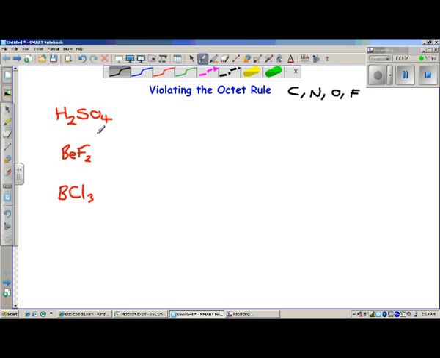Sort of. Let's have a look, for example, at BeF2. Now, Be is beryllium, a very small atom in the periodic table. And let's just count up our valence electrons the way we have done before. Beryllium is in group 2. It has 2 valence electrons. Fluorine is in group 7. And so that's 14, giving us a total of 16 valence electrons.